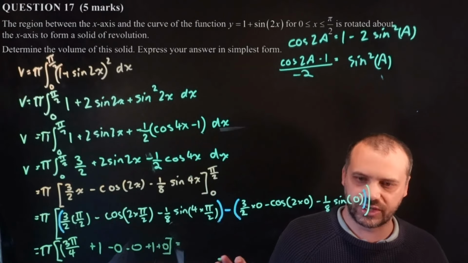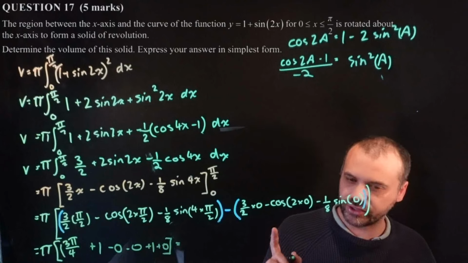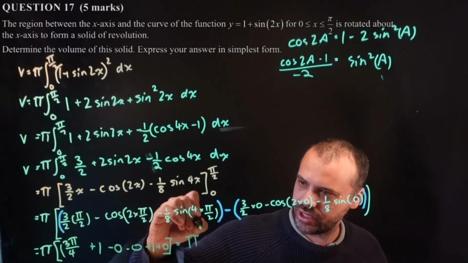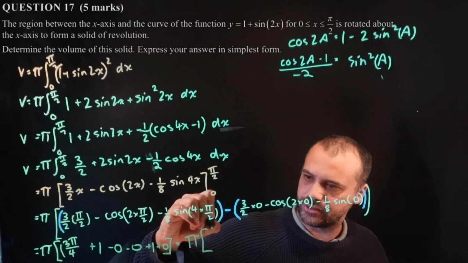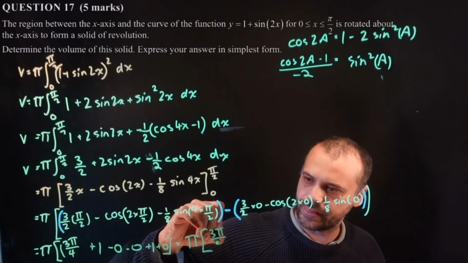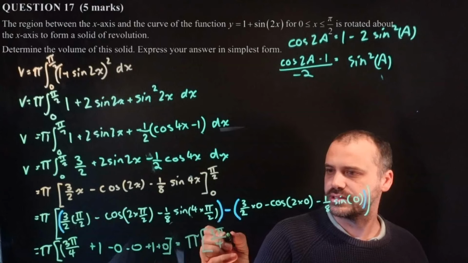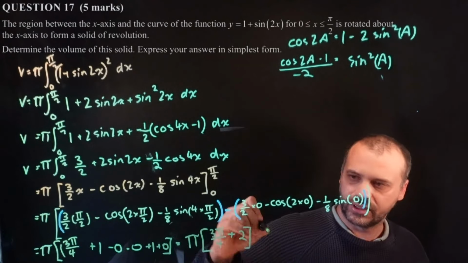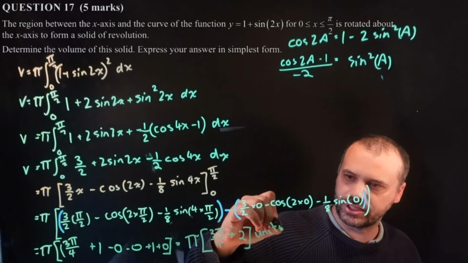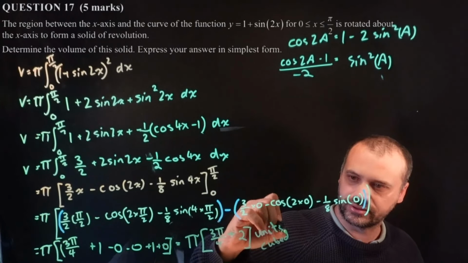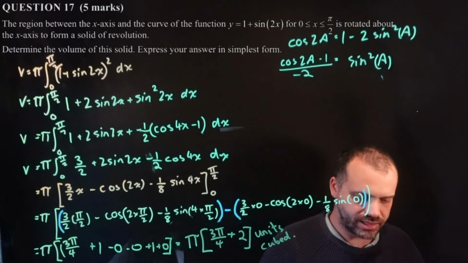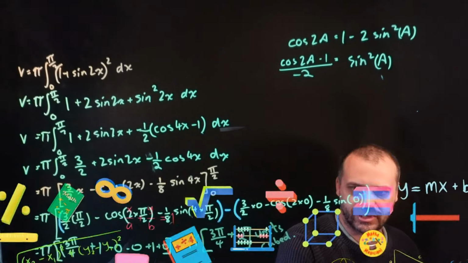I am really finished now. My final answer is the area is equal to pi bracket 3 pi on 4 plus 2. All right, and sorry, it's a volume, it's units cubed, not an area. All right, final answer. We are done. I'm celebrating that one. All right, that is the ball game.